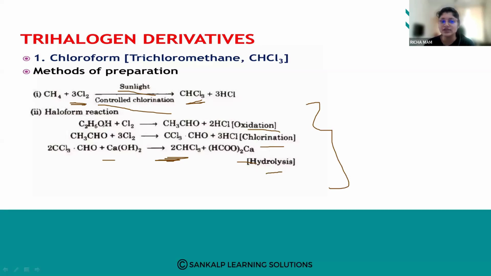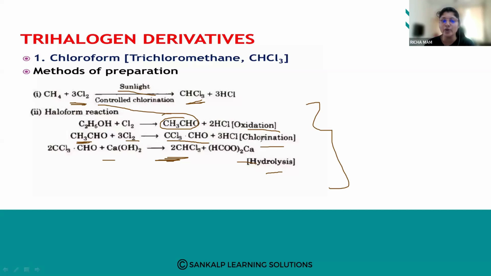First is ethanol. You do a chlorination on it and get acetaldehyde plus 2HCl. In the second step, with the acetaldehyde you have got, you do chlorination again, and then you get a substituted product. So what you are doing here is the hydrogens are replaced by Cl3.